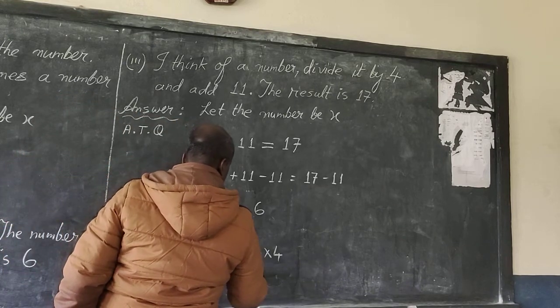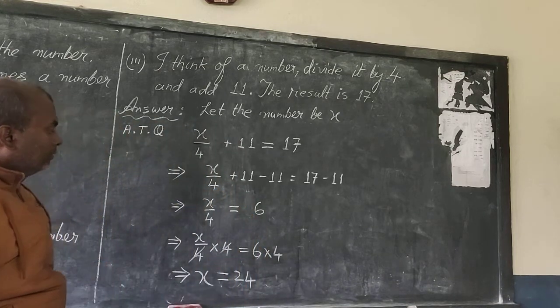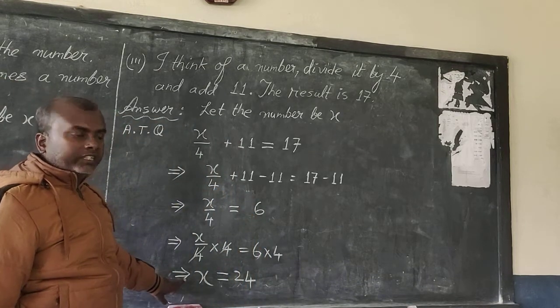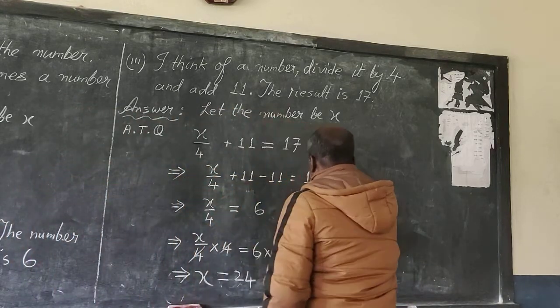And as for the right side, 6 into 4 is 24. So x value is 24. So the number which I was thinking is actually what? It's 24. So that you have to write as the equal statement.